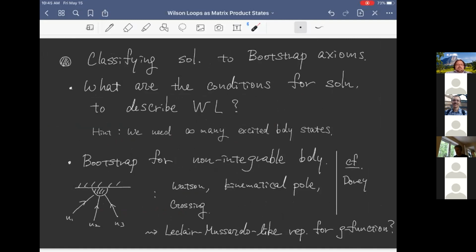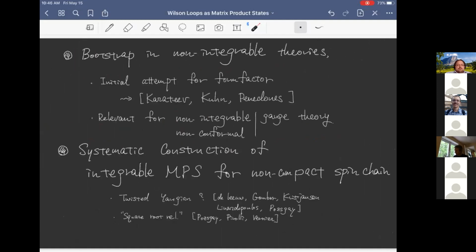So there are also other directions. You can also try to do the classification of the bootstrap solution which corresponds to the Wilson loop. But in order to do that, we first need to know which solution to the bootstrap axiom at finite coupling corresponds to the Wilson loop. One condition we know is that we probably need infinitely many excited boundary states. But there are many other directions that one can possibly explore.